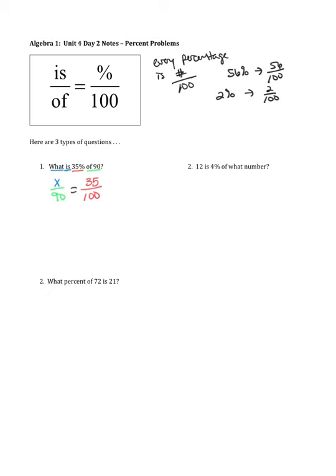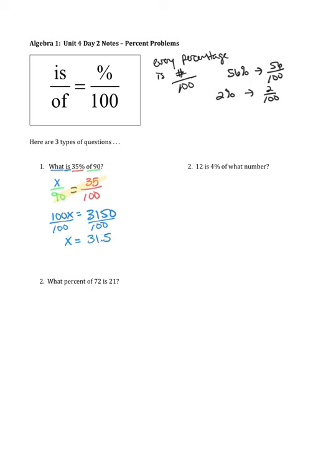Now, we're going to do what you learned last lesson. We're going to cross multiply. Time for my pretty highlighters. Cross multiply. So that one is, I guess I'll put it in blue. 100x equals, I'm going to use a calculator, 90 times 35 equals 3150. Okay, 100x equals 3150. Divide both sides by 100, and you have x equals 31.5.